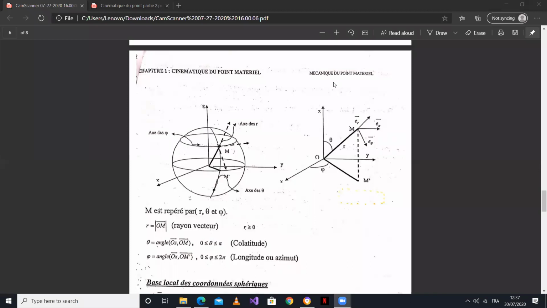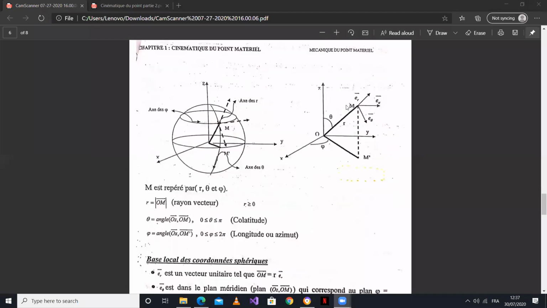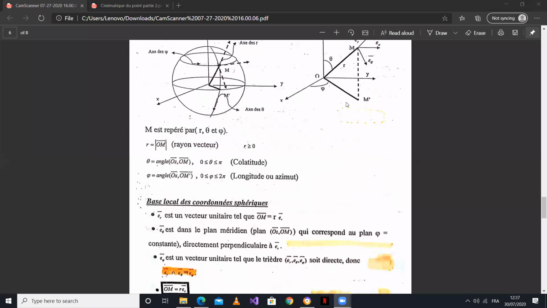We can say it's the fixed rule. It's like the convention that they made. Yeah, we can say it in that way.